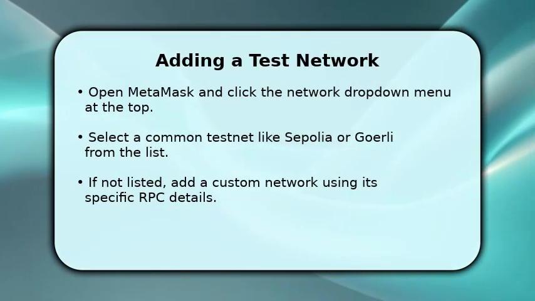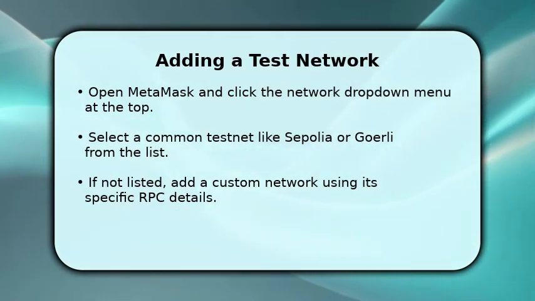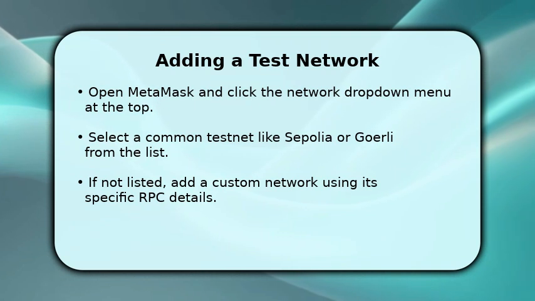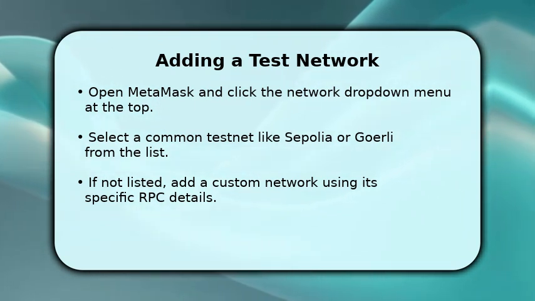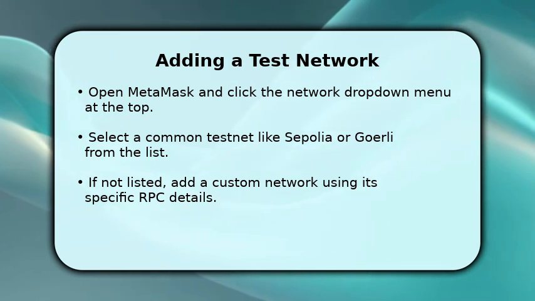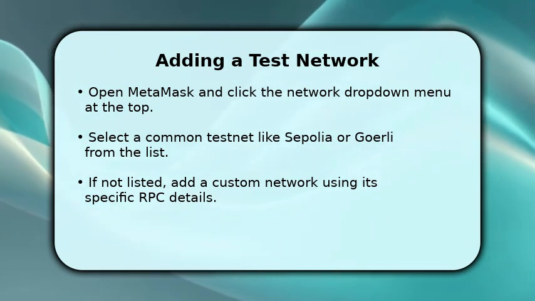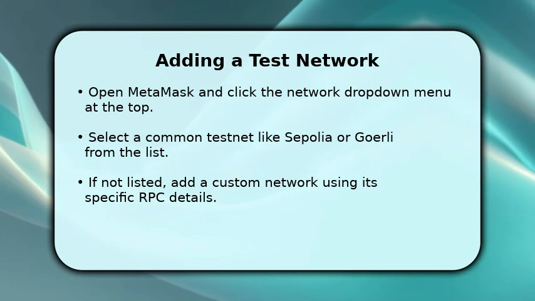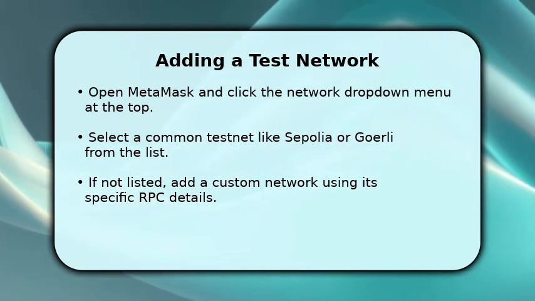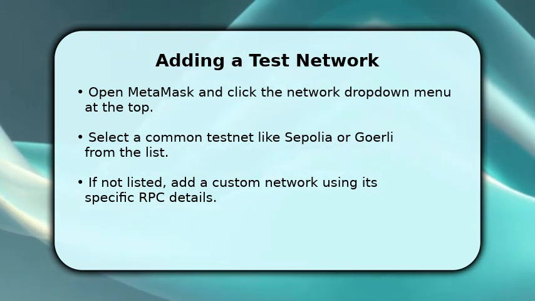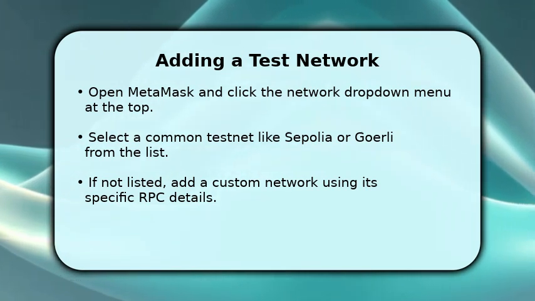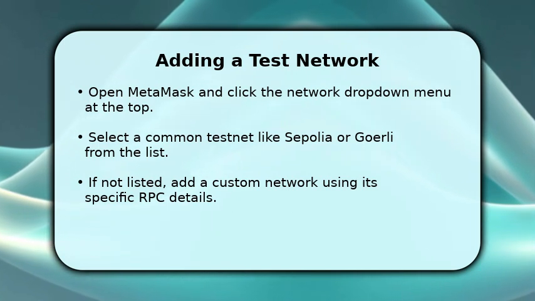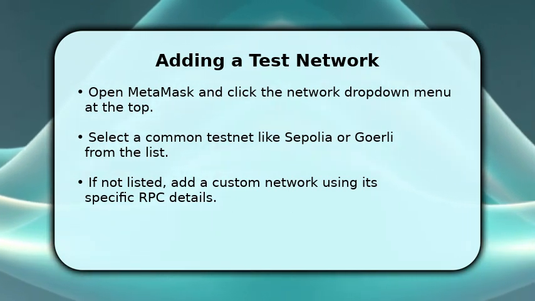To begin, open your MetaMask wallet and locate the network selector at the top. You'll see a list of available networks, including popular testnets like Sepolia or Goerli. Simply click on your desired testnet to switch to it. If a specific testnet isn't pre-listed, you can easily add it manually by providing its unique network name, RPC URL, chain ID, and currency symbol. This process is straightforward and opens up many testing possibilities.